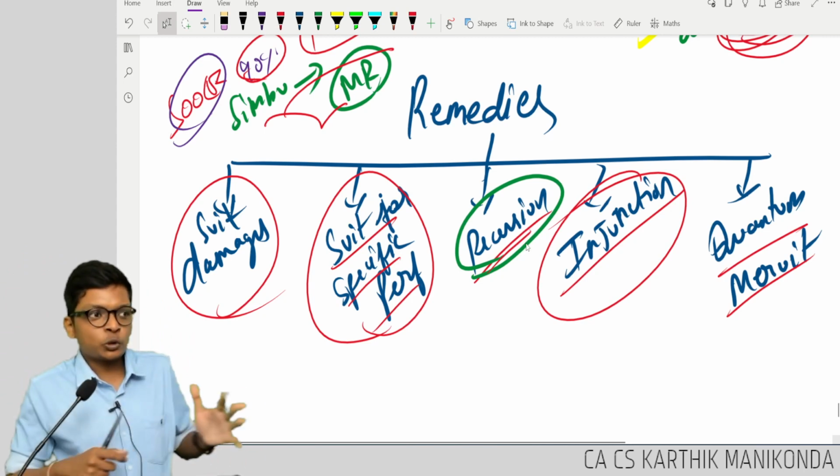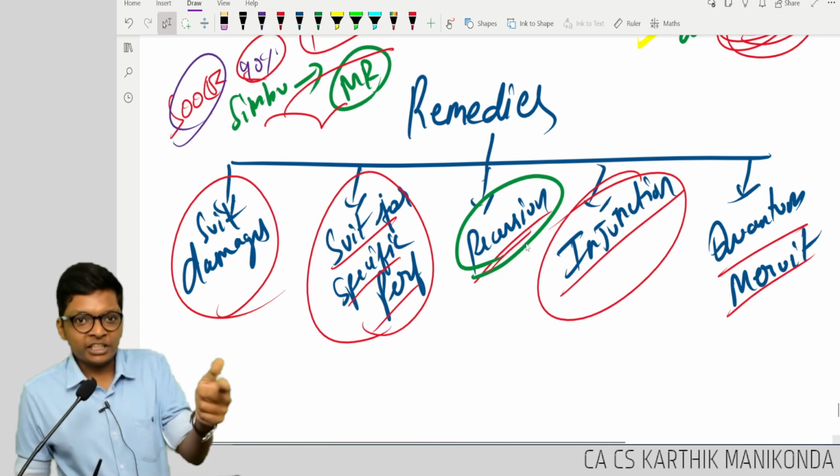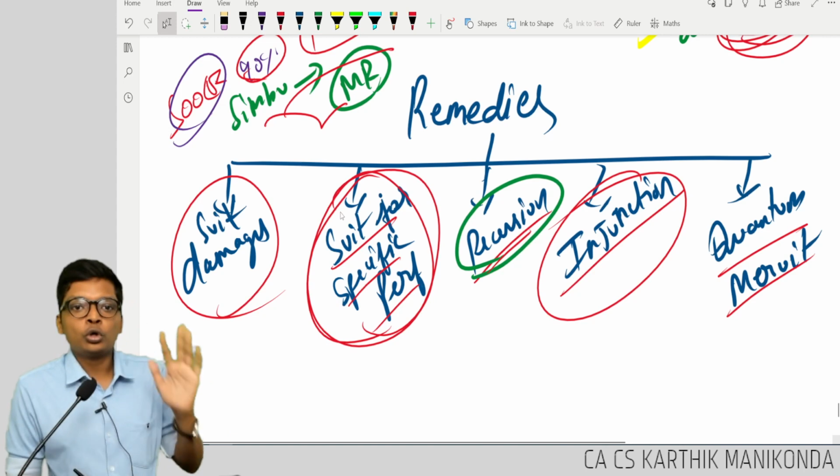Somebody came next to my house. He started building, let's say, a food stall. Suit for injunction: ask him to stop building over there. Suit for specific performance: ask him to do that.